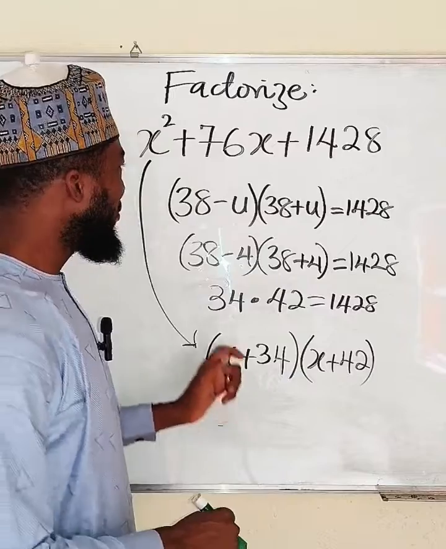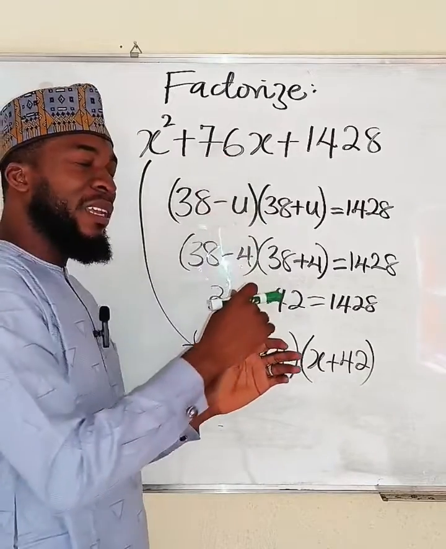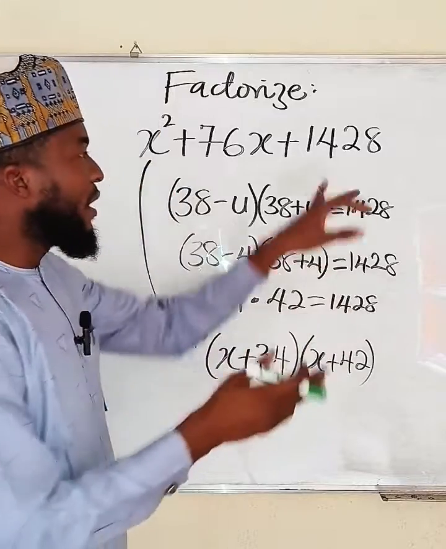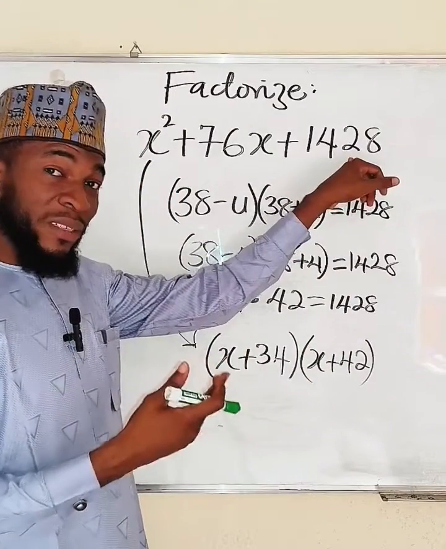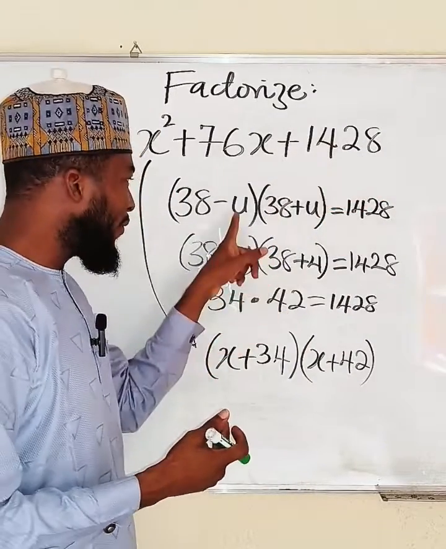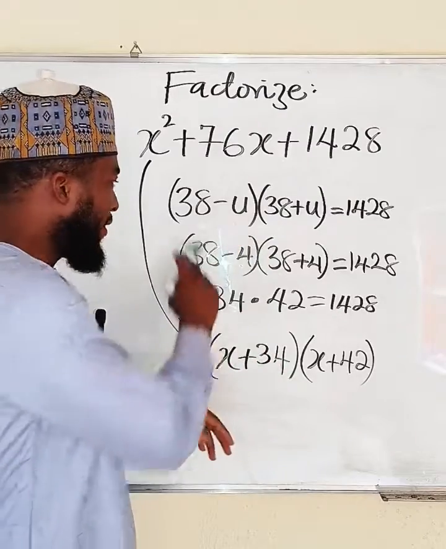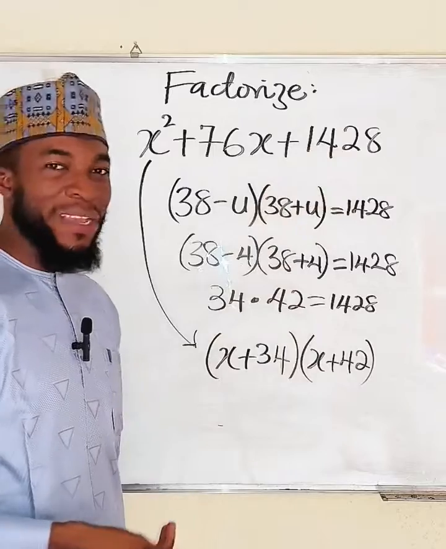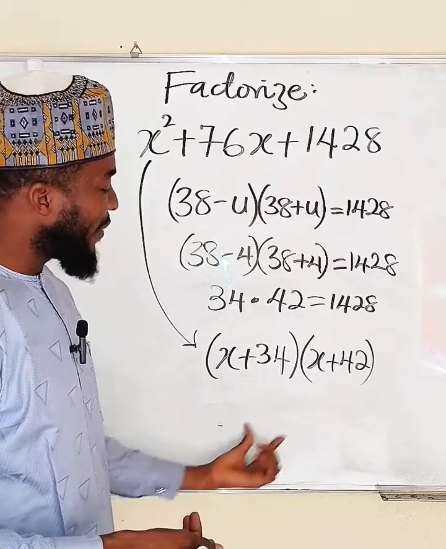So always just take half of this, add the same quantity, subtract the same quantity, multiply, and equate it to the constant term. Then find that unknown variable, plug it back. Simplify, it will give you those two numbers you are looking for, no matter how big the number is. So this is the factorized version.